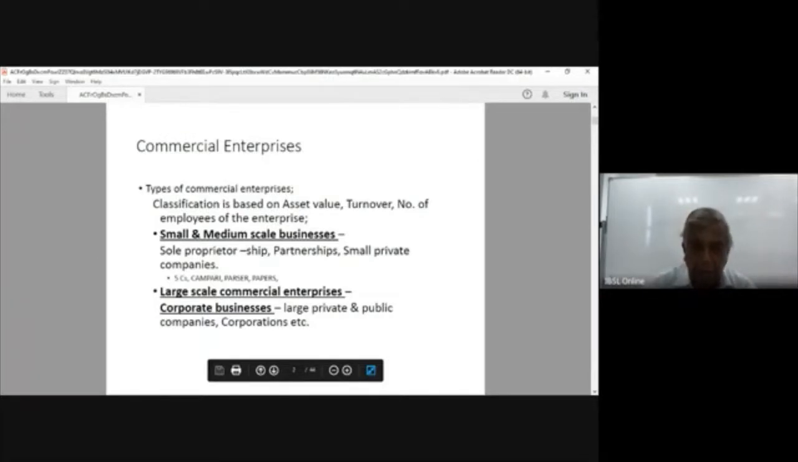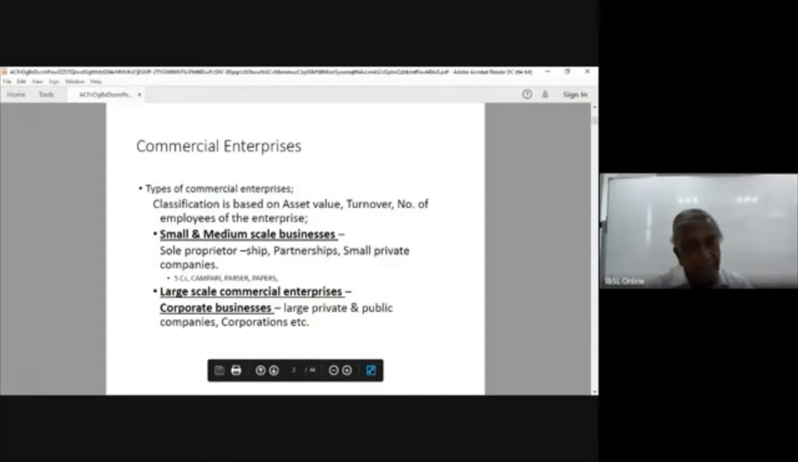One is small and medium scale businesses. Under this category, sole proprietorship businesses may come, partnership businesses may come, and small private companies may come. When these small and medium scale businesses request facilities, you have to appraise and evaluate those requests.